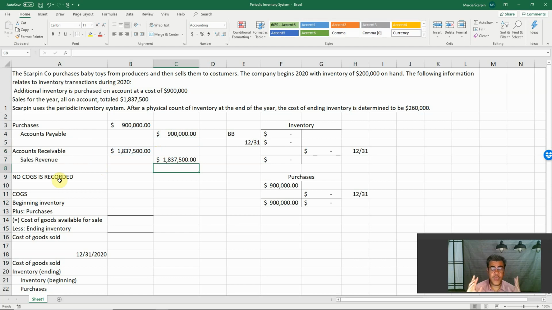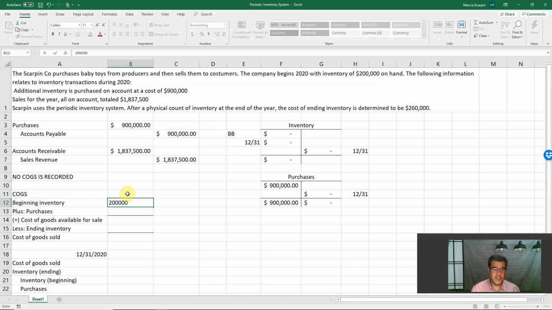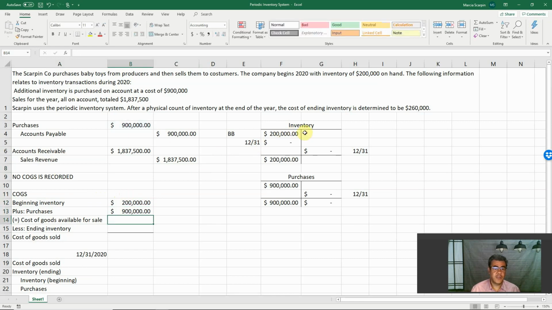Let's consider now we are at the end of our period. So let's go to our formula. Let's go to our inventory flow here. Beginning inventory, $200,000. This is our beginning balance on inventory. Plus purchases. Purchases is here, $900,000. Beginning inventory plus purchases is equal to cost of goods available for sale, $1.1 million. Less, how much is our ending inventory?